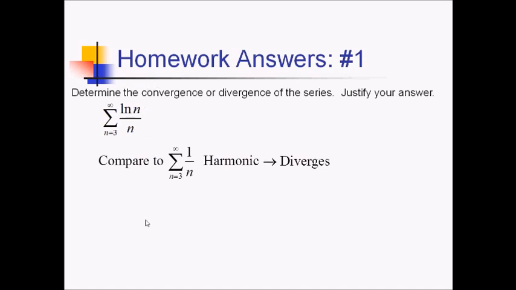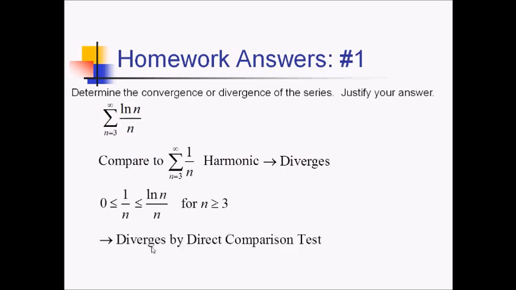So I'm going to write 0 less than or equal to 1 over n, less than or equal to ln of n over n. And this is going to be true if you have an n value of at least 3. It starts being true when n equals e, but after e, certainly, this is true forever. So since we have a series that is bigger than another series that diverges, that means our original series must diverge by the direct comparison test.